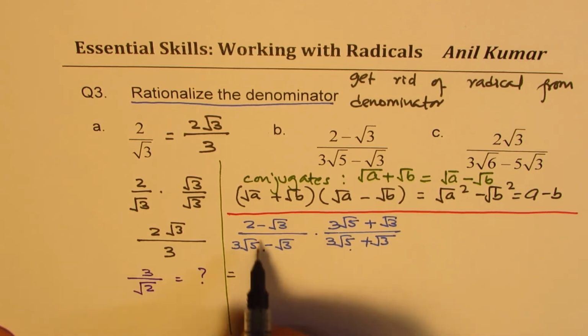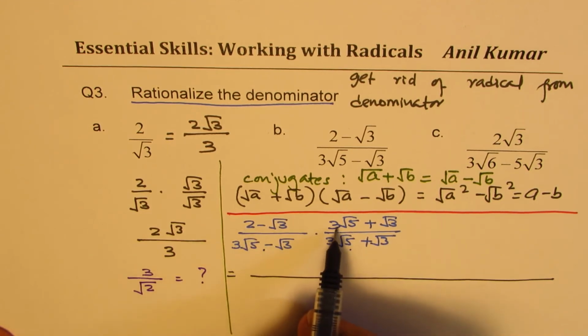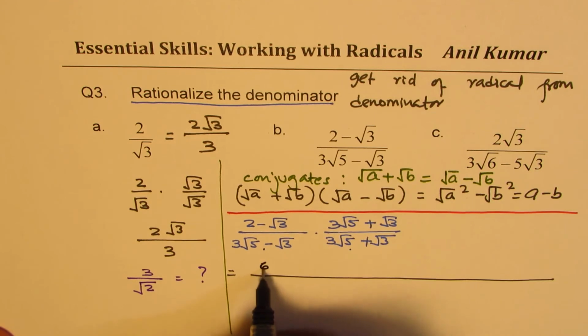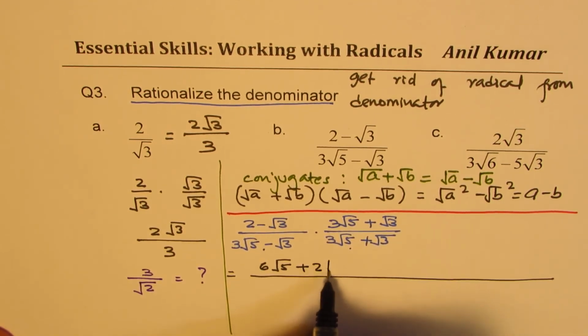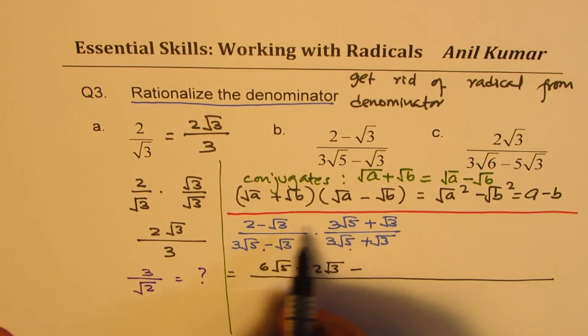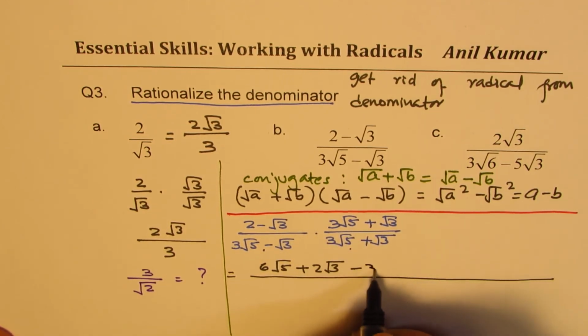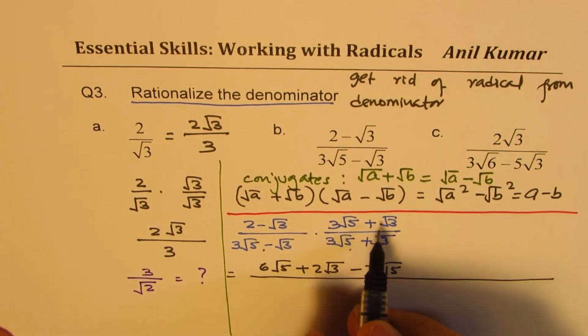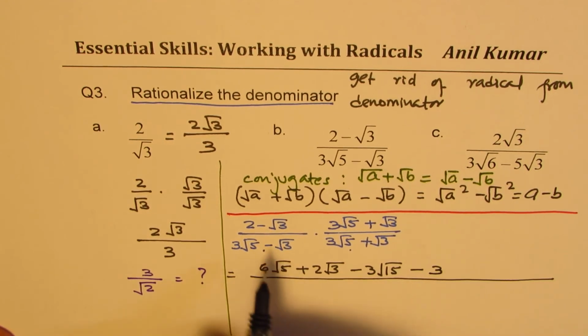So we'll do the numerator part first. We'll multiply 2 by both of these numbers, right? So we get 2 times 3 as 6 square root of 5, and then here we get 2 times square root of 3. With the minus, the signs will change to minus, and that radical gets multiplied by the radical inside, right? So 5 times 3 is 15. So we get 3 square root of 15, and on this side minus square root 3 times square root 3 is just 3, correct?